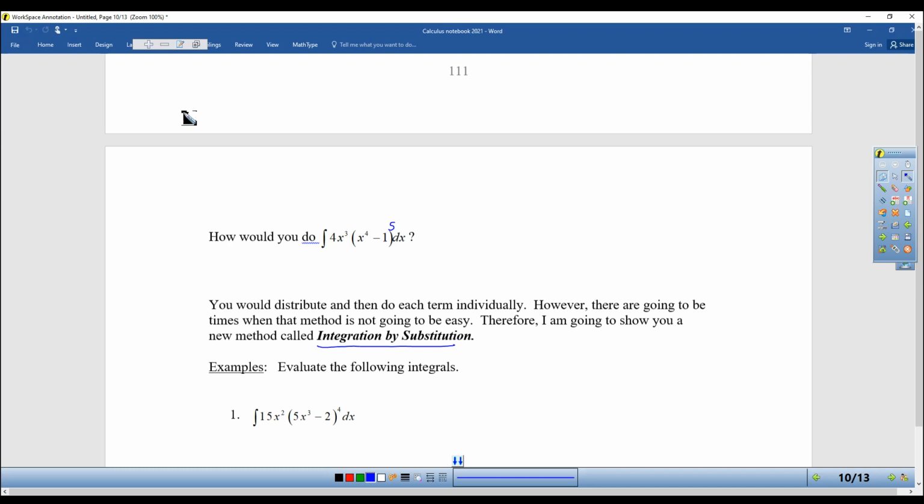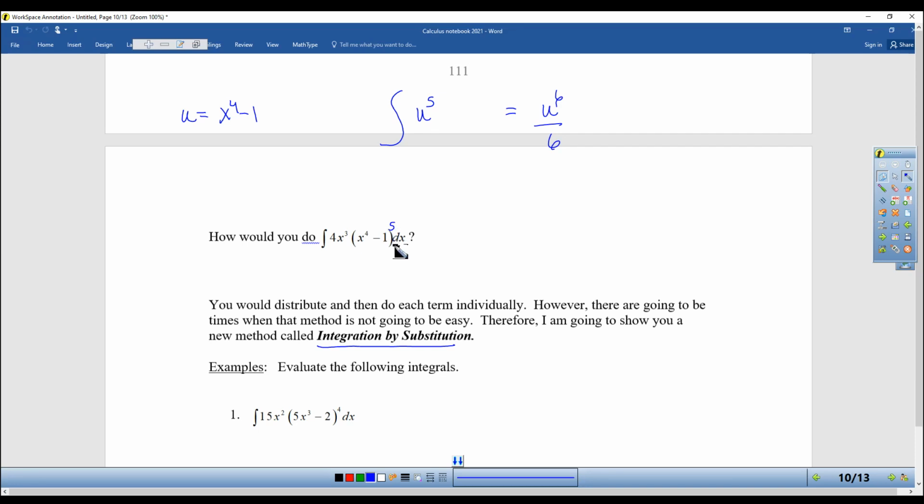So I'm going to substitute the hard part of this for u. So x to the 4th minus 1. And the reason that I'm going to do that is because if I could just change this to the integral u to the 5th, this would be fantastic. The integral of u to the 5th would be u to the 6th over 6. That would be lovely. Here's the catch.